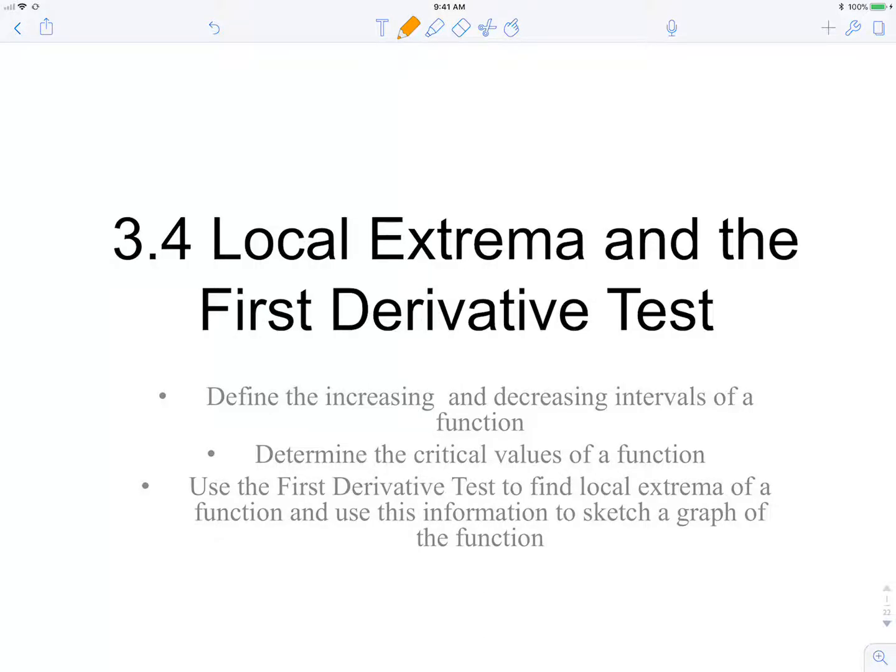Hello. So for section 3.4, we're still looking at applications of the derivative, and we're going to be looking at functions and their graphs and sketching their graphs from a calculus perspective. So these are functions like polynomial functions that you guys have sketched in the past, like in pre-calculus and algebra 2, and now we're going to be using the derivative to help us determine characteristics about the graph so that we can do a rough sketch of them.